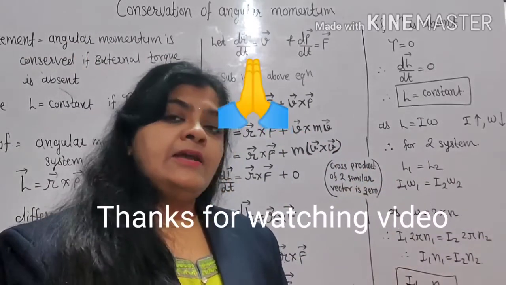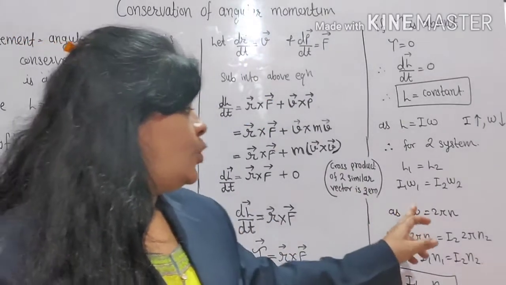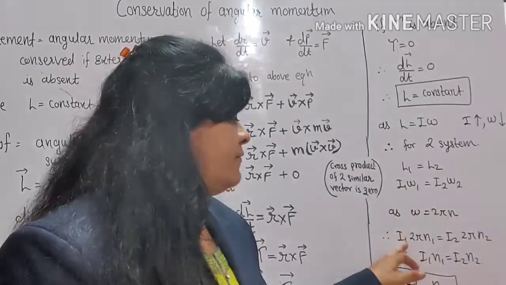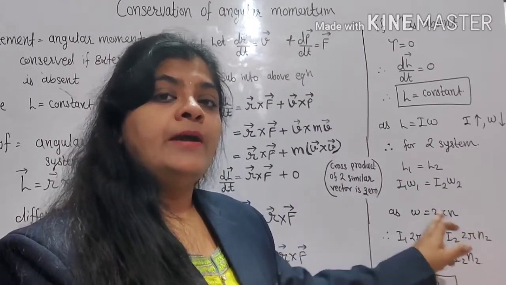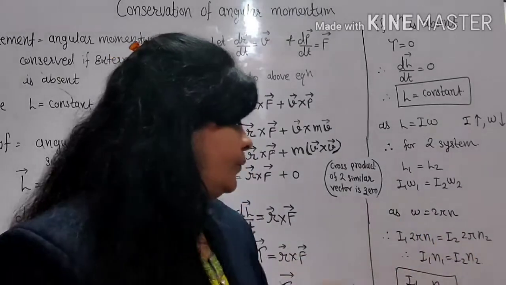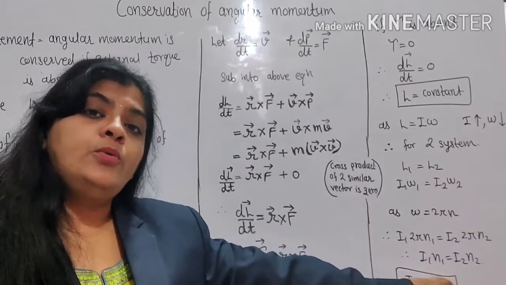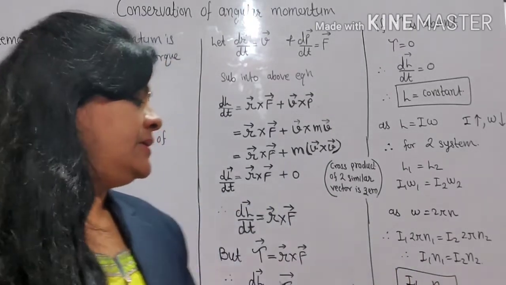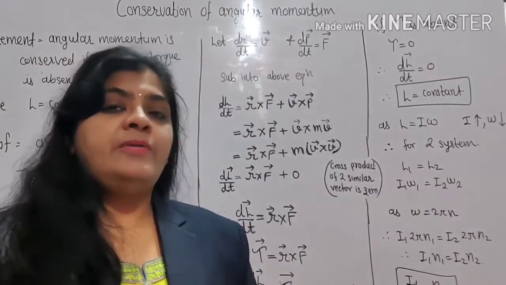Next, this angular velocity can be converted into frequency, where omega is equal to 2 pi n. Substituting, I1 times 2 pi n1 equals I2 times 2 pi n2. The 2 pi cancels, so I1 n1 is equal to I2 n2. In ratio form we can write I1 upon I2 is equal to n2 upon n1. Examples of this angular momentum are given by ice skating, ballet dancers, and diving in a swimming pool.